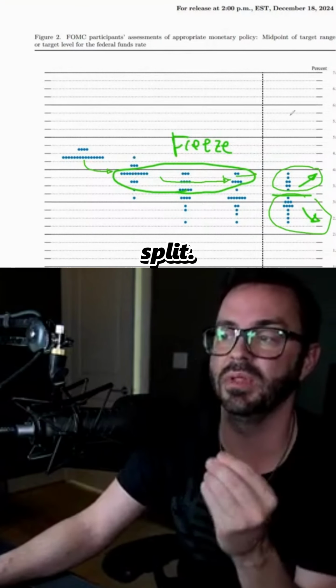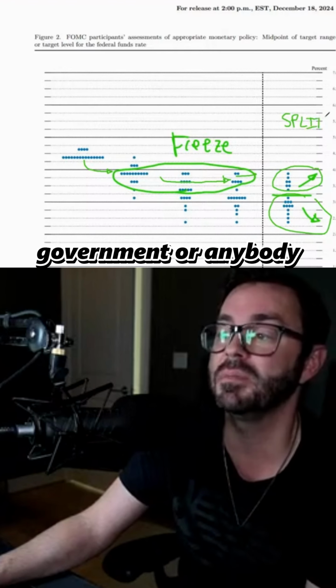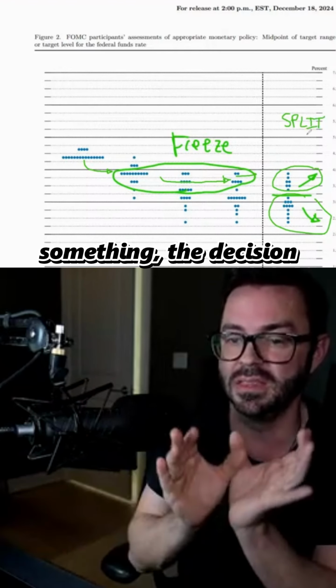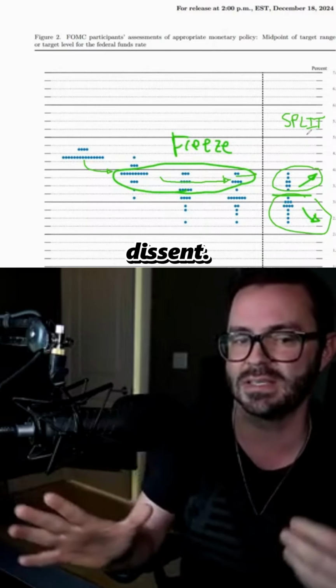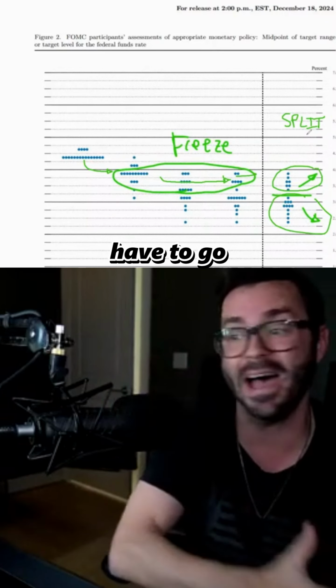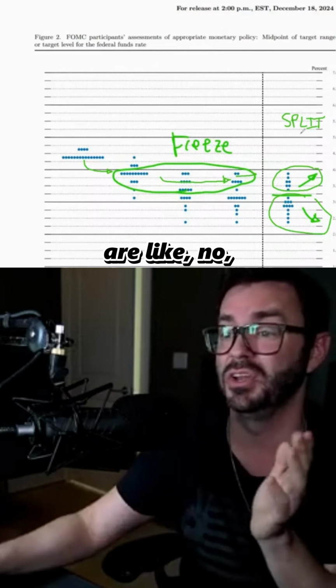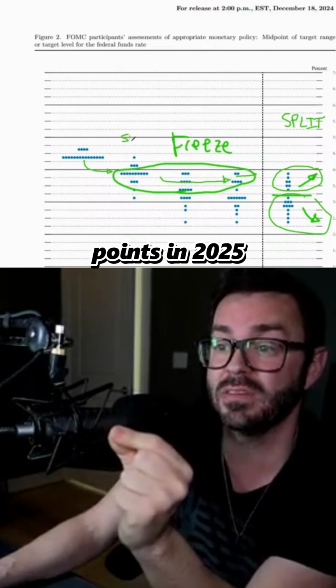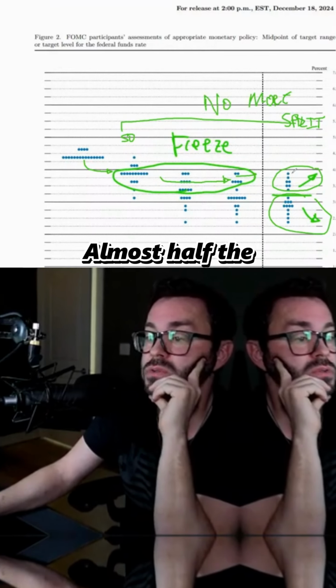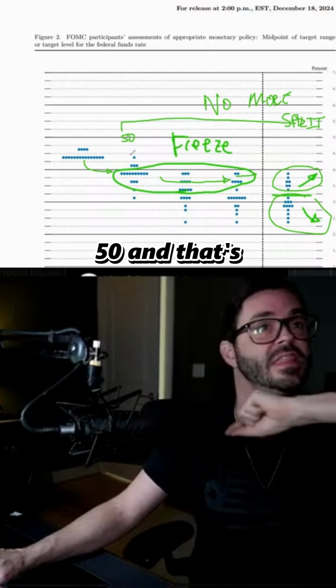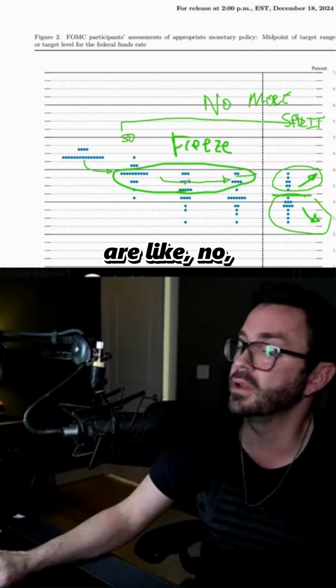There is a split. Every time the government or anybody is split on something, the decision-making process is unpredictable. There's divergence, there's dissent. Half the people are like, we have to go lower. The other half are like, no, we're going to do 50 basis points in 2025 and no more for 3 years. Almost half the participants think that 50 and that's it. There's a camp of people that are like, no, we have to go lower.